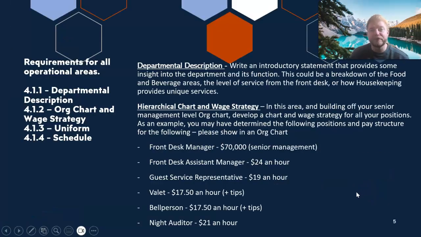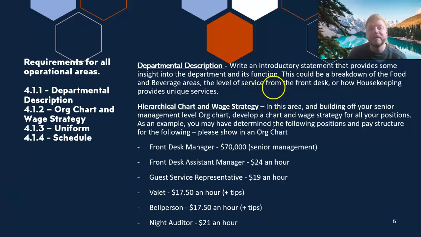For the first one, you will have to describe the department. This is a requirement for all operational areas. So what is your introduction statement? If you're doing food and beverage as an example, some of this will be reiteration of what you've already spoken about, but you'll be talking generally about the description, who's working there, what the hours of service are, and so on. That information will then also follow you down.